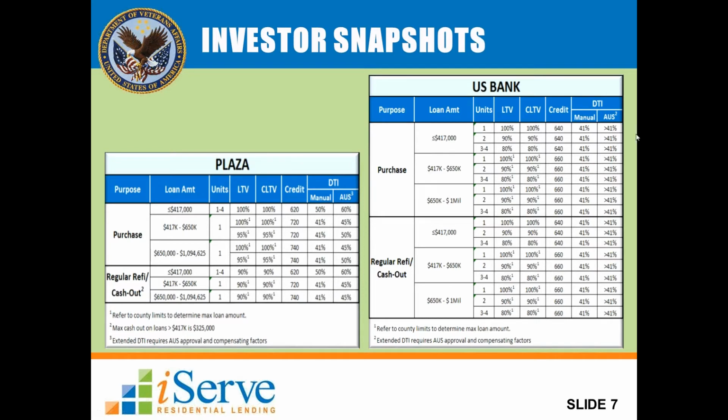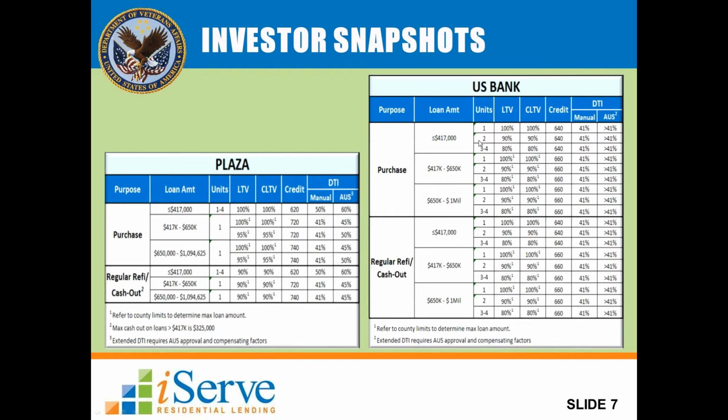On the other hand, looking at U.S. Bank, they're starting at 640. They're capping out at 41 on any manual underwrite. And with AU, as long as we have that approval and compensating factors, they haven't really set any clearly defined DTI limitations. Chances are you're probably not going to get a DU approval above that 60 mark anyway, if even that.